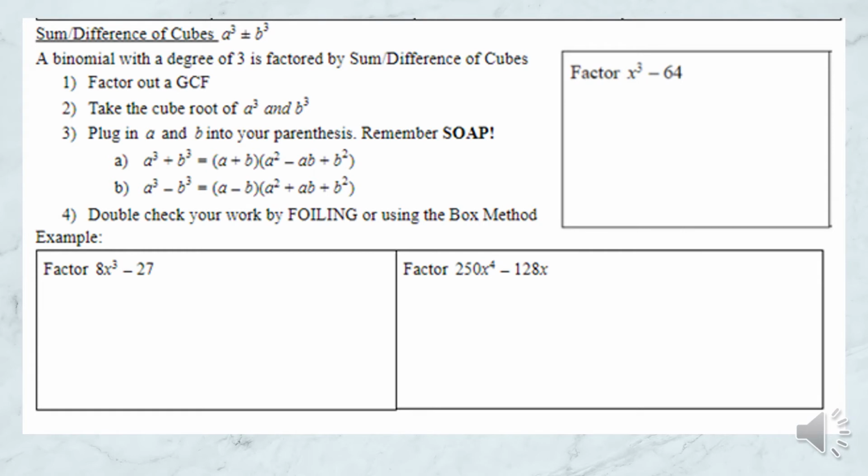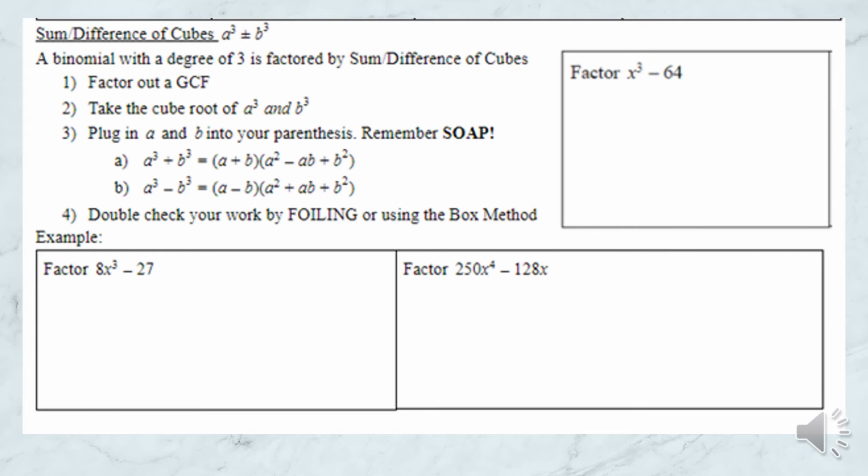In sum or difference of cubes, we either have a cubed plus b cubed, as in the case of sum, or we have a difference of cubes, as in a cubed minus b cubed. We need to first take out our GCF, if there is one, and then we need to take the cube root of each term. Taking the cube root on our calculator is saying math 4, enter, and the cube root means blank times blank times blank equals that number. Plugging in a and b into our parentheses will give us our correct form of the equation.